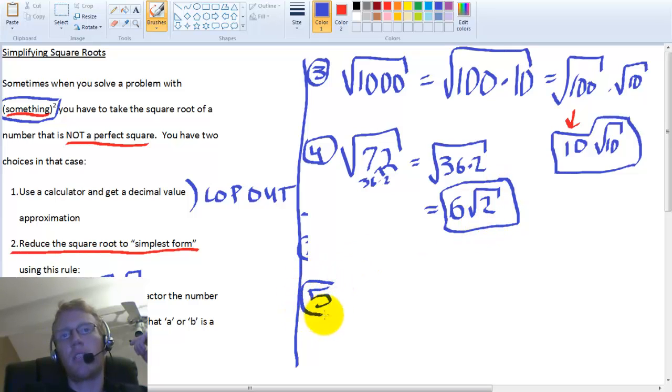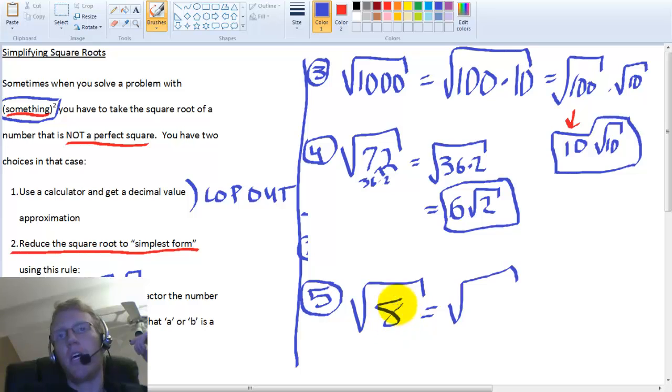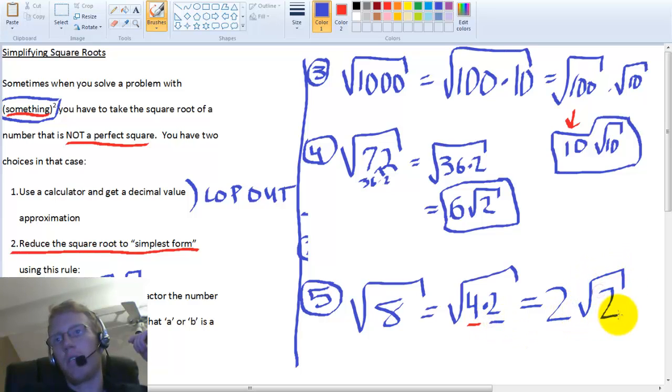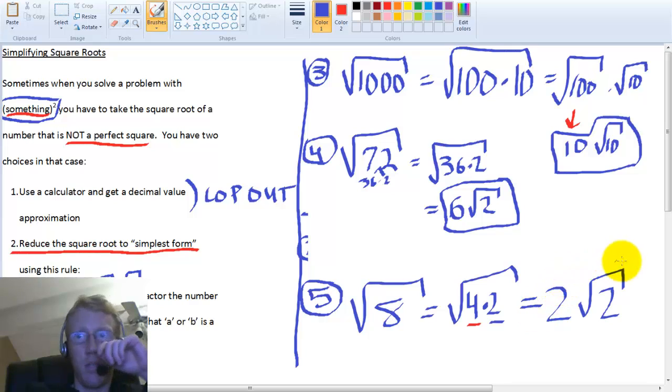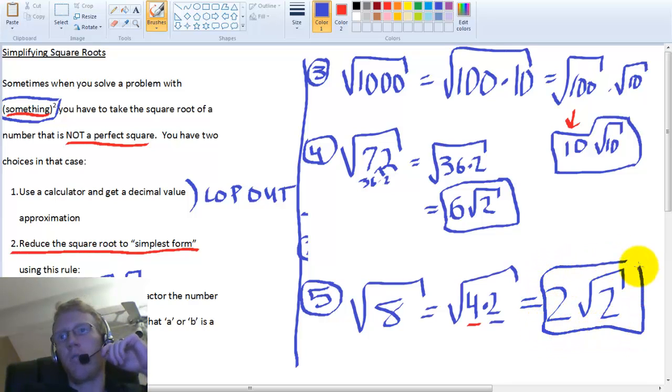Okay, let's do one last one. Let's do the square root of 8. Square root of 8 is the same as the square root of what? 8 is the same as what times what? 4 times 2. Okay? The square root of the 4, that's just 2. The square root of 2, we can't simplify, so it goes like that. The final answer. And I guess I have one more that I want to do, which is something like this.